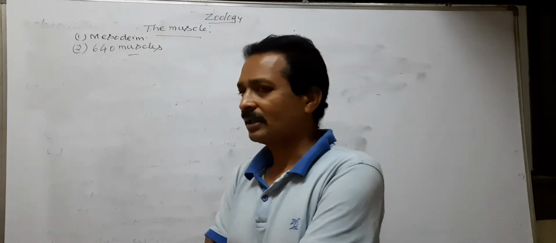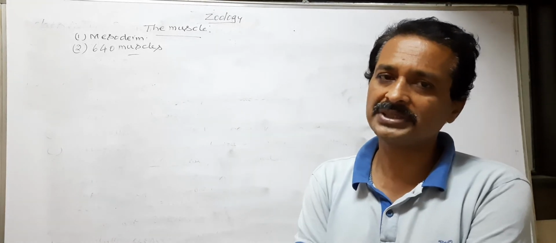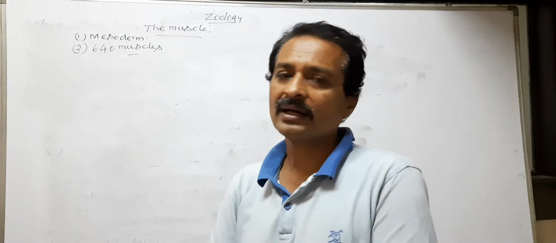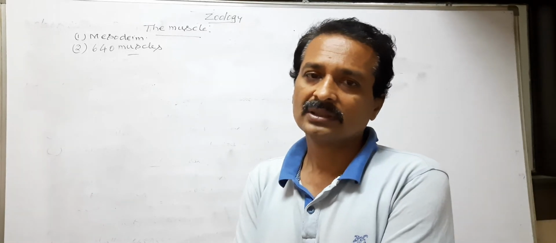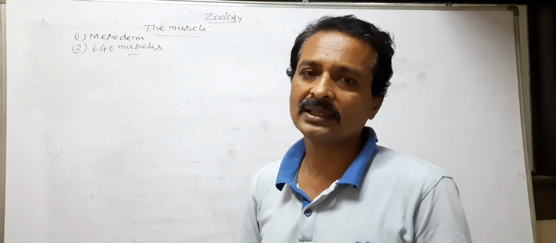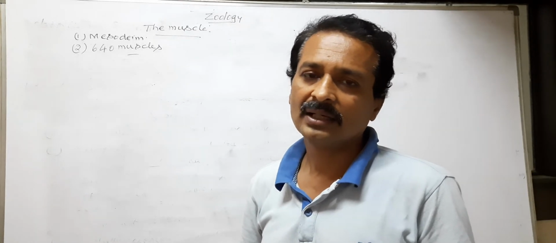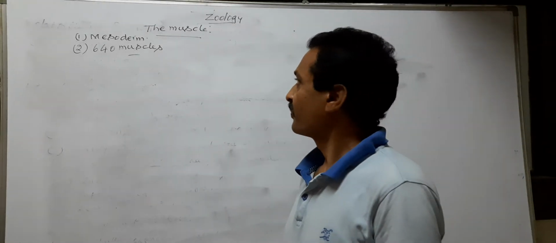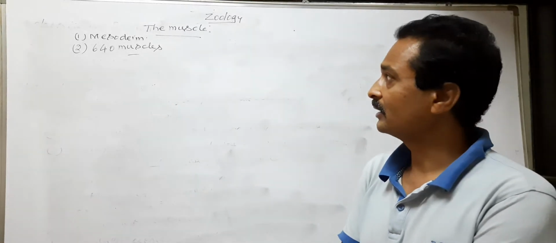Skeletal muscles are attached to bones by tendons. So the muscles which attach to bones by tendons are called skeletal muscles. Skeletal muscles are also present in the pharynx, tongue, and proximal part of the esophagus. Now we discuss the skeletal muscle.